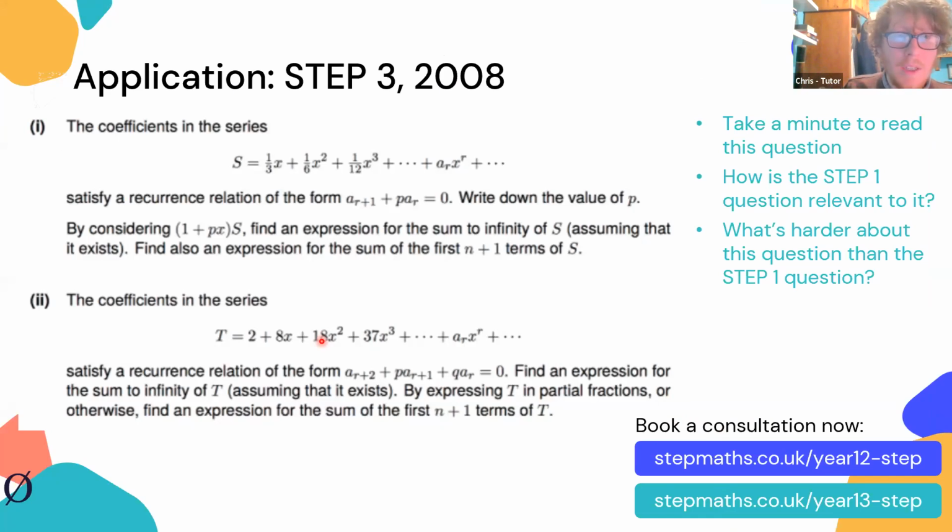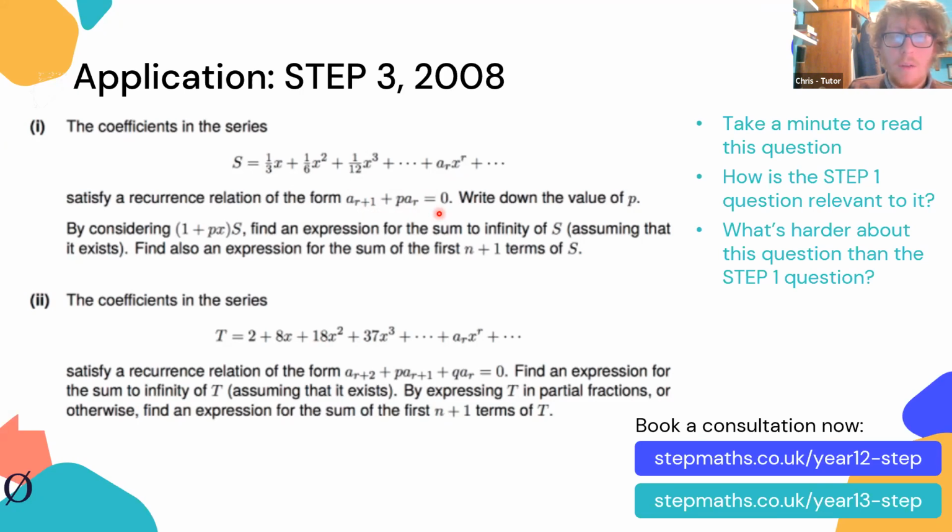So if I read this quickly, it says we've got the coefficients in the series S, which is a third times x plus a sixth times x squared plus a 12th times x cubed, etc. And the rth term is just a_r x^r. They satisfy a recurrence relationship of the form a_(r+1) plus p times a_r is 0. So we're meant to assume p is a constant. It says write down the value of p.